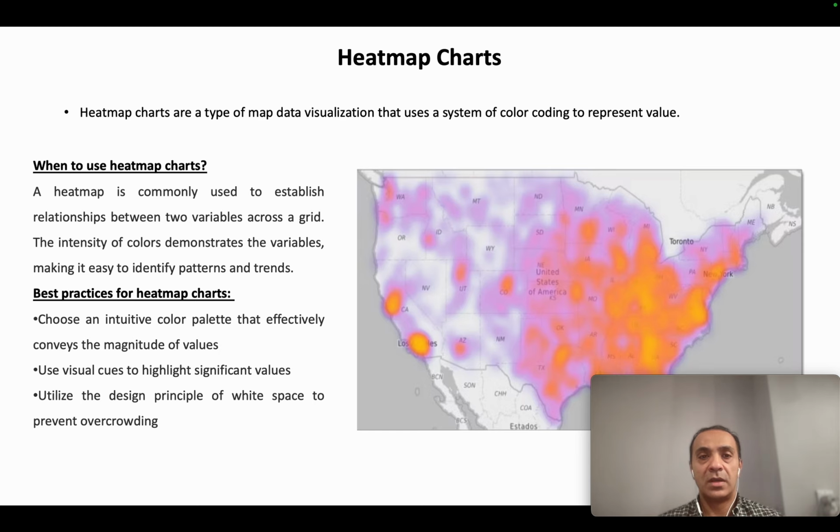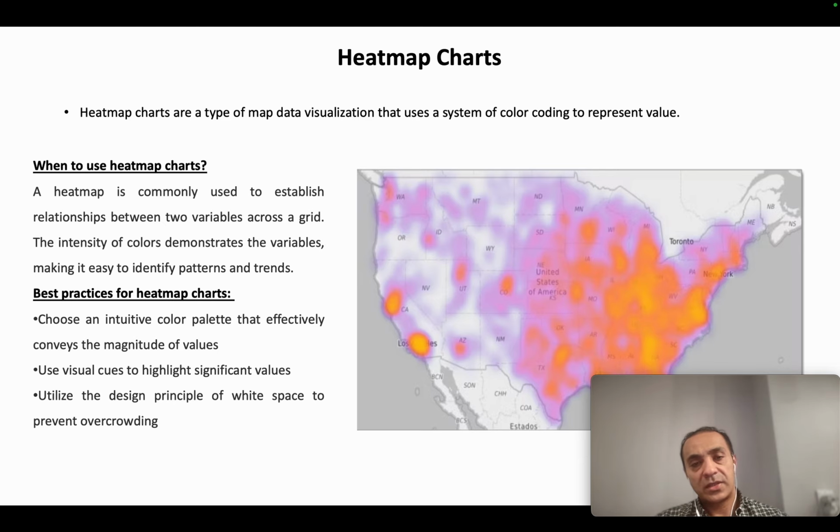When to use heat map charts? Well, heat map chart is commonly used to establish relationships between two variables across a grid. The intensity of colors demonstrates the variables, making it easy to identify patterns and trends.